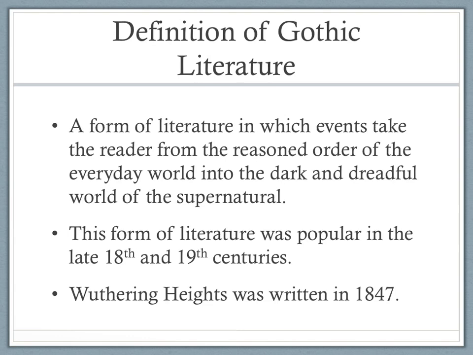This type of literature was very popular in the late 18th and 19th centuries, and that's about the same time that Romanticism was really taking off as well, and we'll get into that on the next couple of slides. And so for reference, Wuthering Heights was written in 1847, so really right in the middle of Gothic literature.